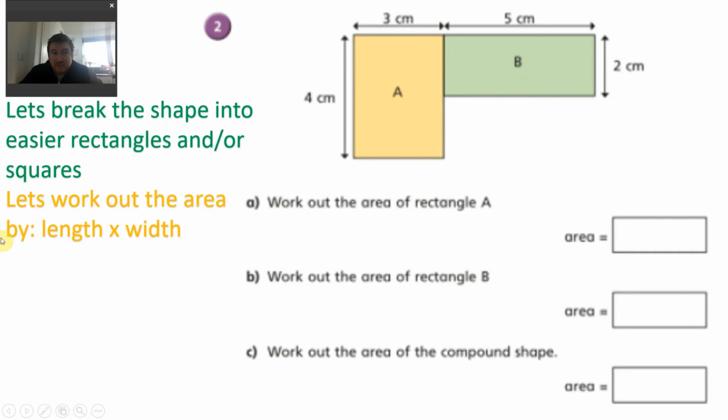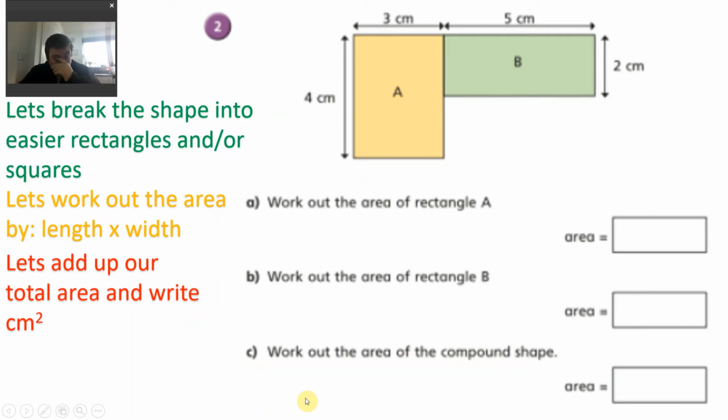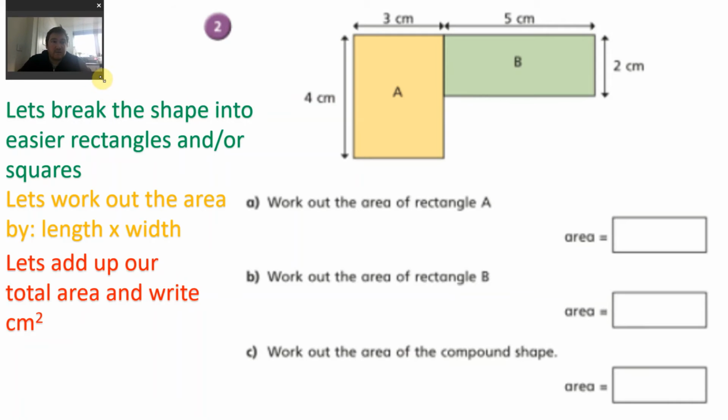Look at A, times the length by the width and write your answer. And then do the same for B. Times the length by the width, write your answer. Finally, work out the area of the compound shape by adding up the two amounts. I'll let you pause the video and have a go at answering that question.